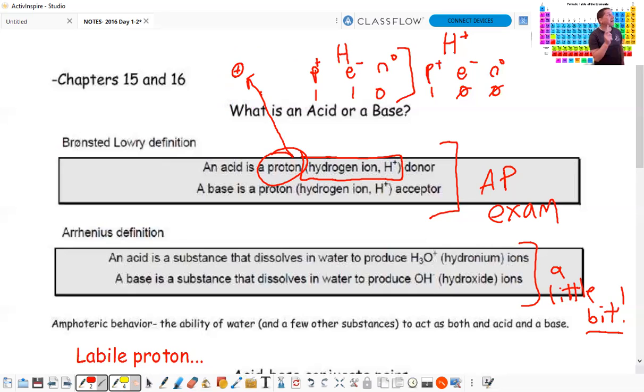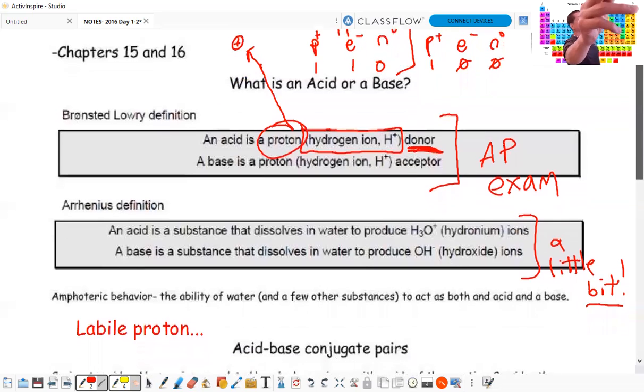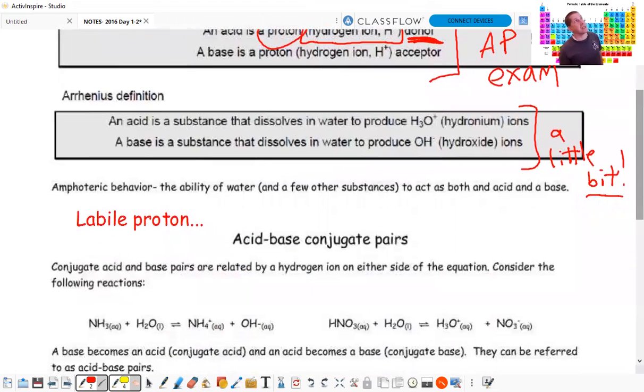So we say acids have the ability to donate or give away a hydrogen ion. A base then in this particular definition is something that can accept that proton or accept the hydrogen ion. Now a more generic definition, which we're going to use a little bit, is talked about more with the math problems.